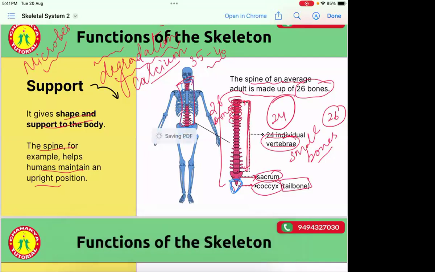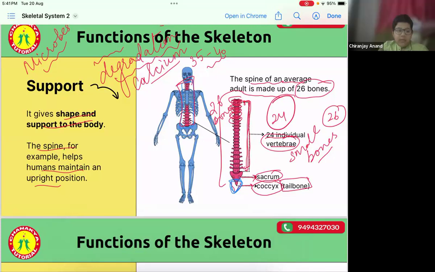Chiranjay, Advik Panchagala, Advay, any doubt? No, ma'am. Advik Panchagala?